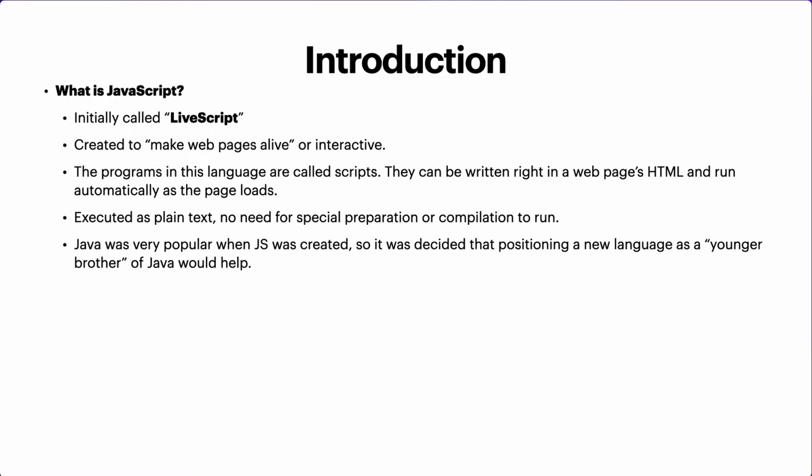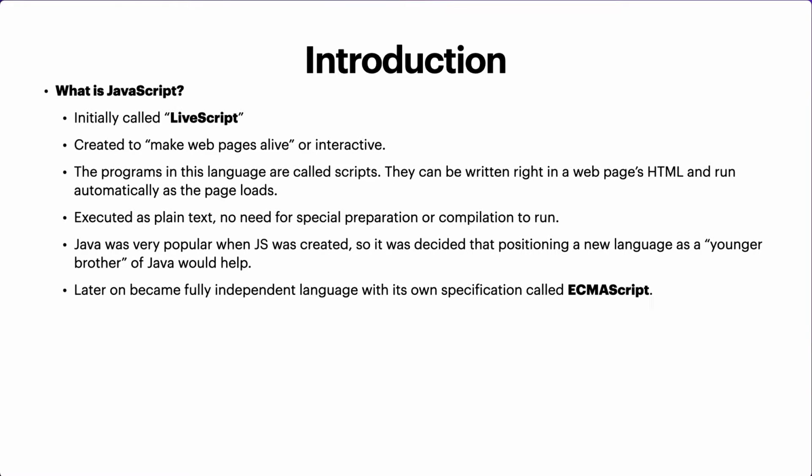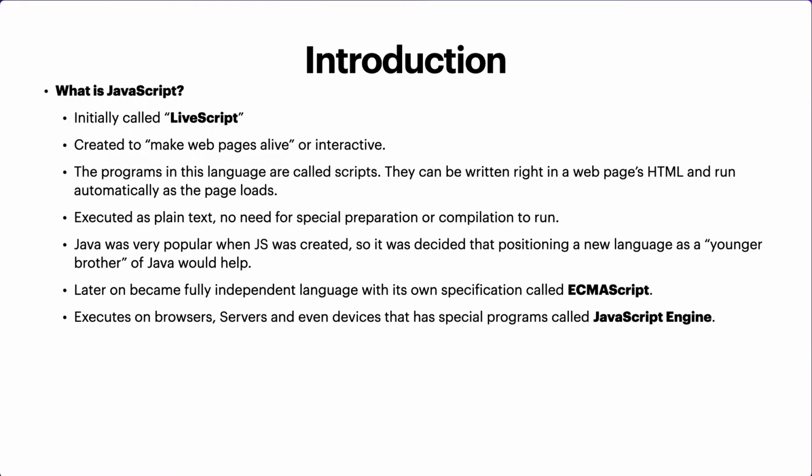Java was very popular when JavaScript was created, so it was decided that positioning a new language as a younger brother to Java would help. Later on, it became a fully independent language with its own specification called ECMAScript that we are going to be talking about later. JavaScript executes on browsers, it executes on servers as well, and even on devices that have special programs called JavaScript engines. So any device or machine that has this JavaScript engine installed will have support for JavaScript.